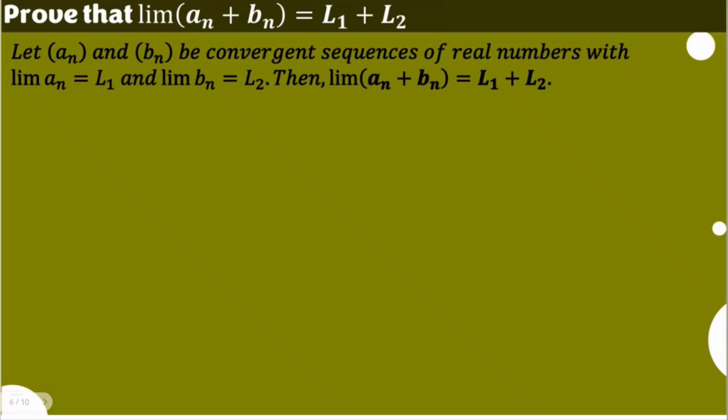numbers with the limit of the sequence a sub n equal to L sub 1 and the limit of the sequence b sub n equal to L sub 2, then the limit of their sum is equal to the sum of their individual limits. We are going to use the definition here to prove this, to verify further that this is true.